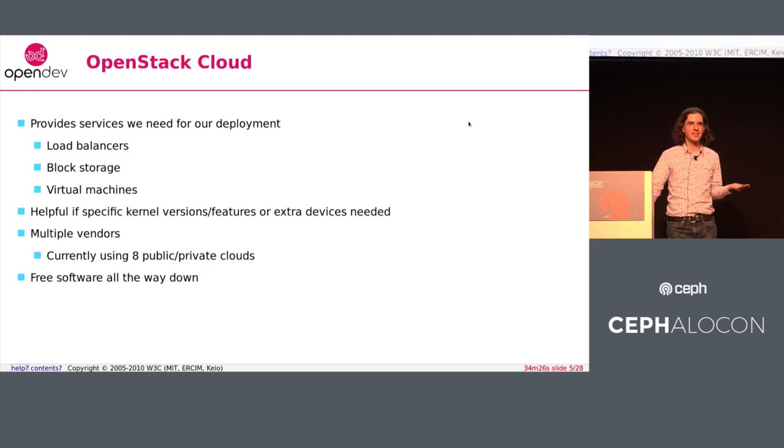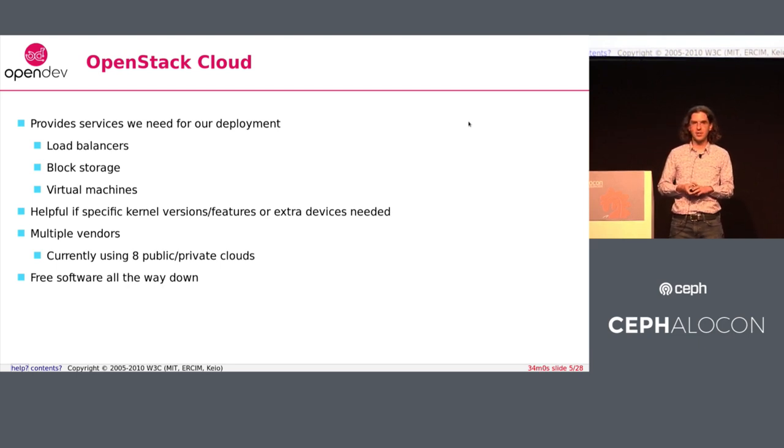We're going to use that to set up our Kubernetes cluster, and there are a number of advantages to that. It's going to be helpful in the use of Rook and Ceph, because as it turns out, they make some requirements on specific kernel versions and some extra devices that we're going to need. So running our own Kubernetes on top of OpenStack is going to be helpful for that.